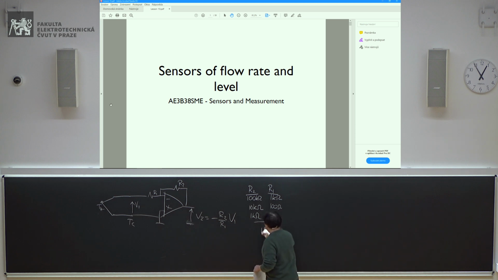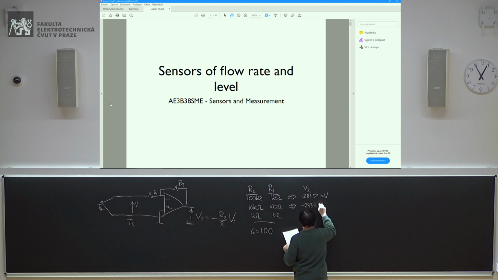So you expect to multiply V1 always times minus 100, since the gain here is 100, and the voltage should always be the same. Unfortunately, it turns out that the output voltage in the first case is about minus 283.7 millivolts. In the second case it was minus 233.5 millivolts. And in the third case it was minus 89.8 millivolts, okay?